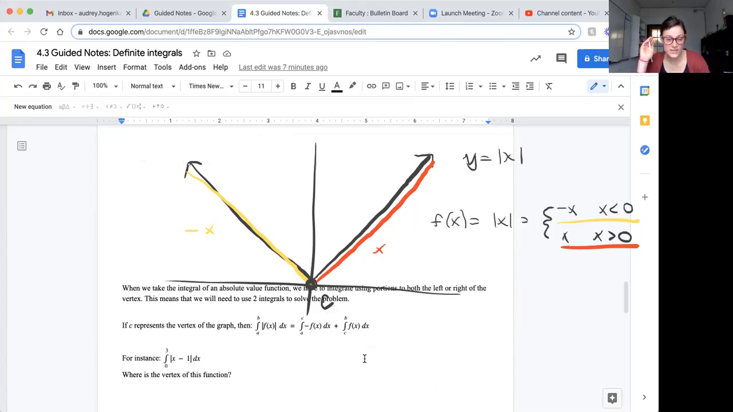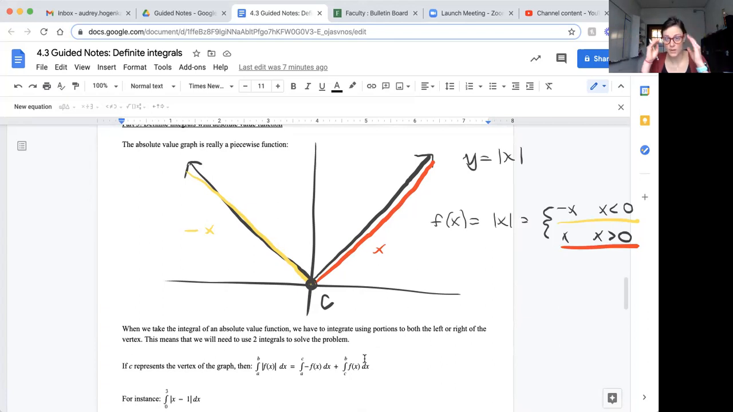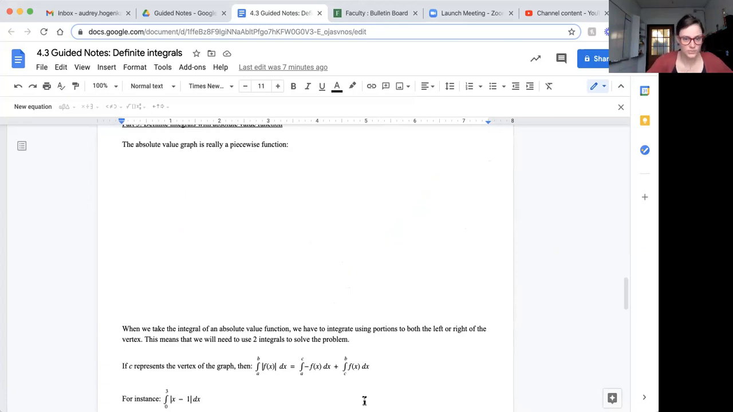So whenever you see absolute value function in an integral, you should automatically be thinking 2 integrals. And this is a really tricky, weird, niche type thing that AP would probably love to drill you on. So try to remember this, and we can do more problems.